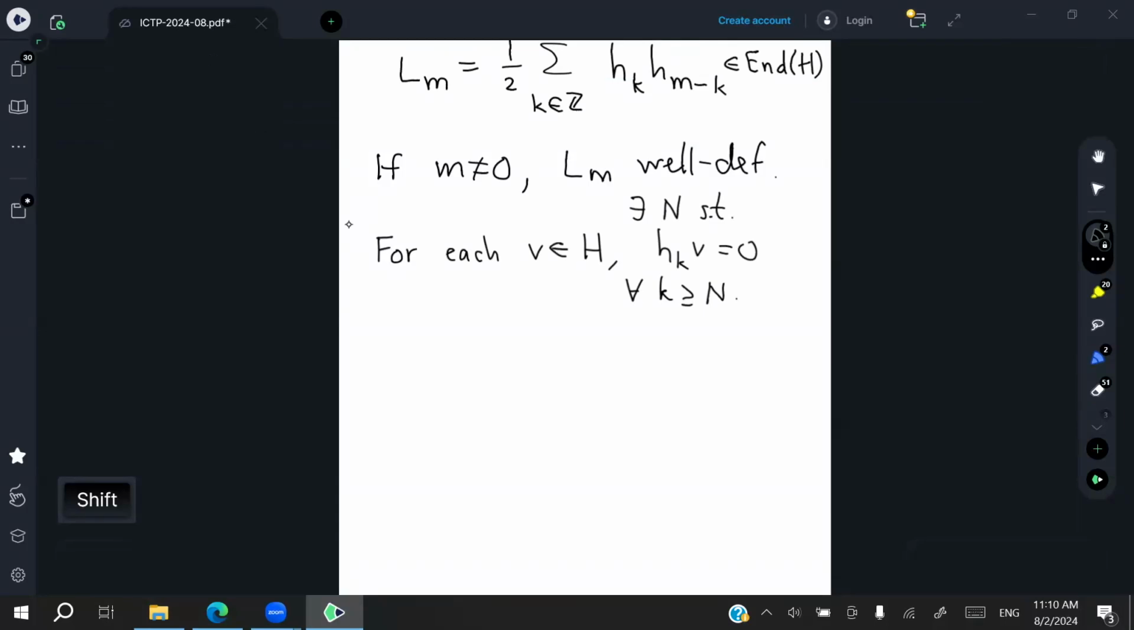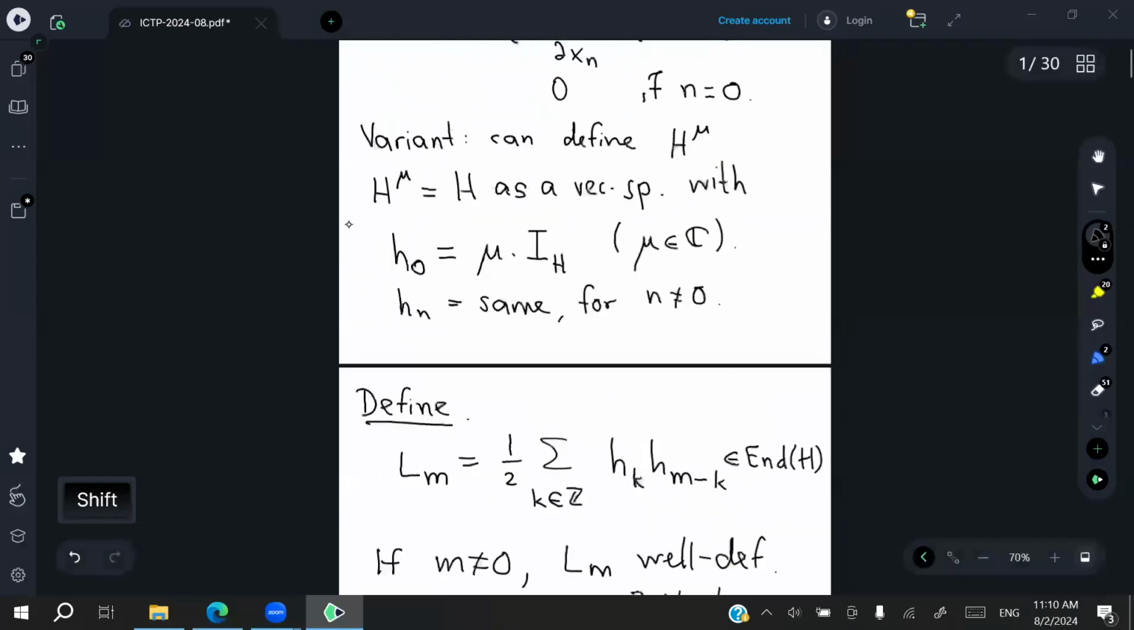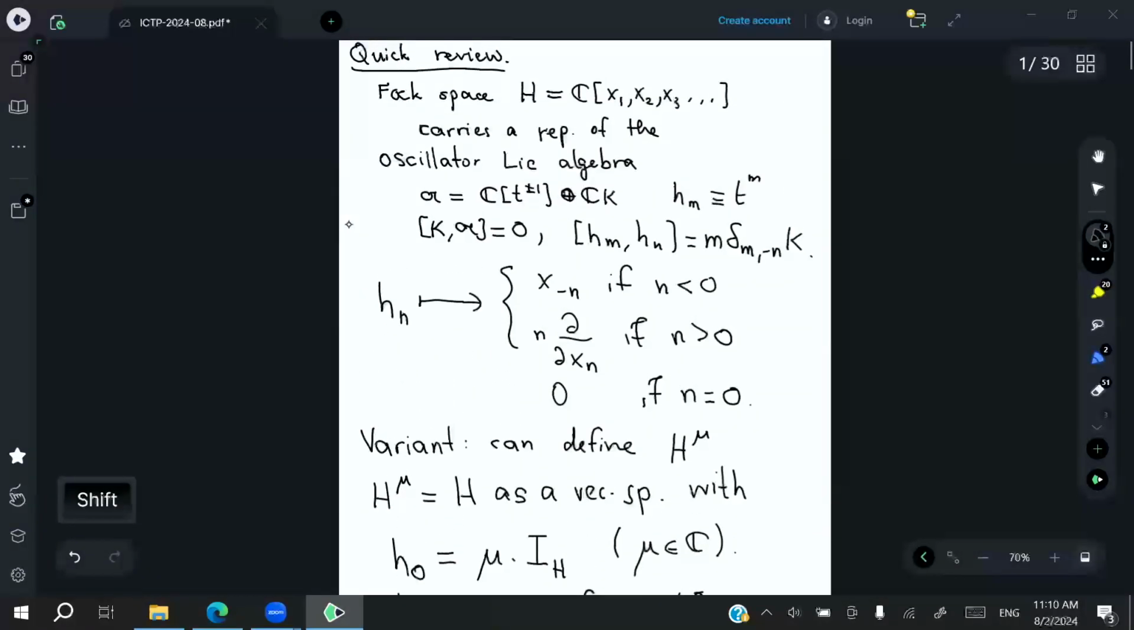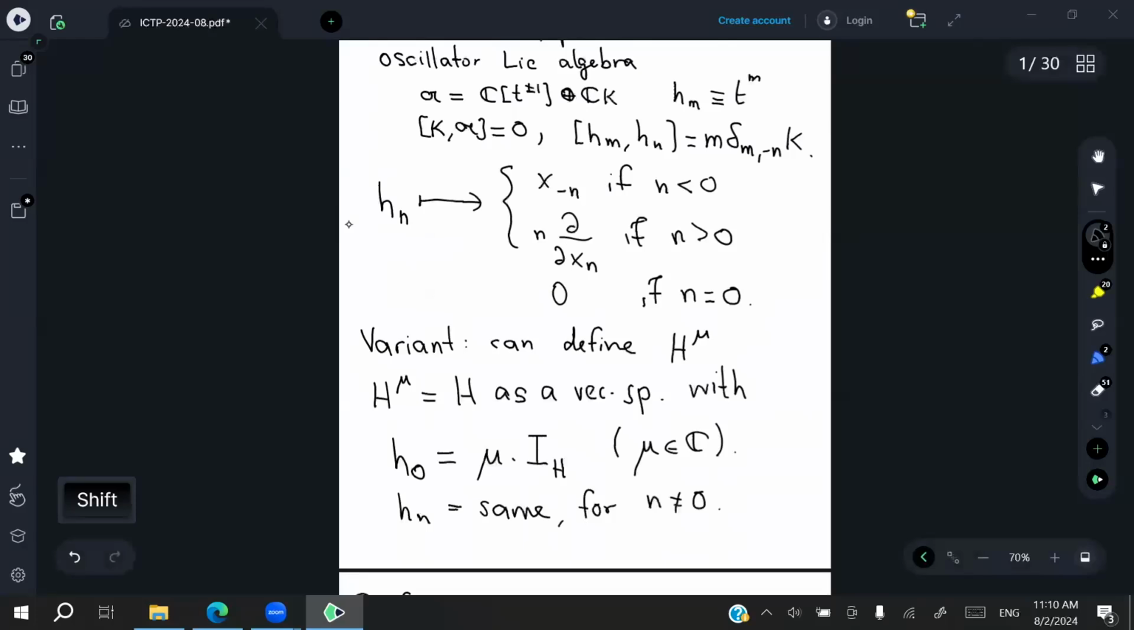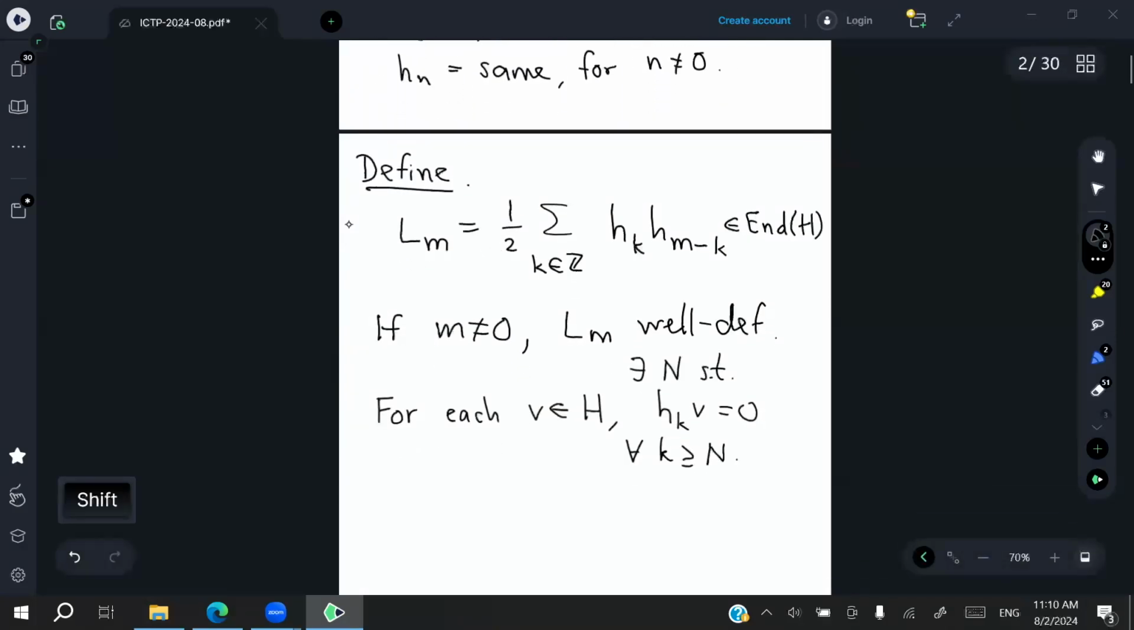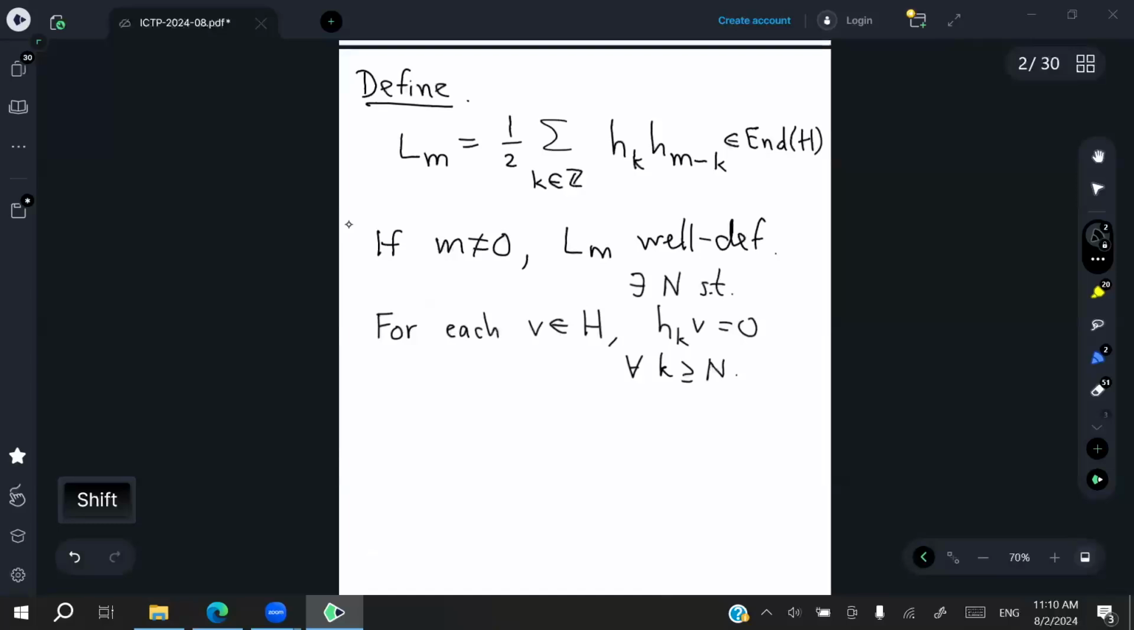Now, among all the x's that appear in that monomial, one of them has a greatest possible subscript, let's say x_100. Then if we look at the action of h_n on such a monomial, as n becomes larger and larger, we're taking the partial derivative with respect to x_n. As soon as n is bigger than, say, 100, then this partial derivative starts to annihilate this vector. Okay, and this happens for every vector in H.